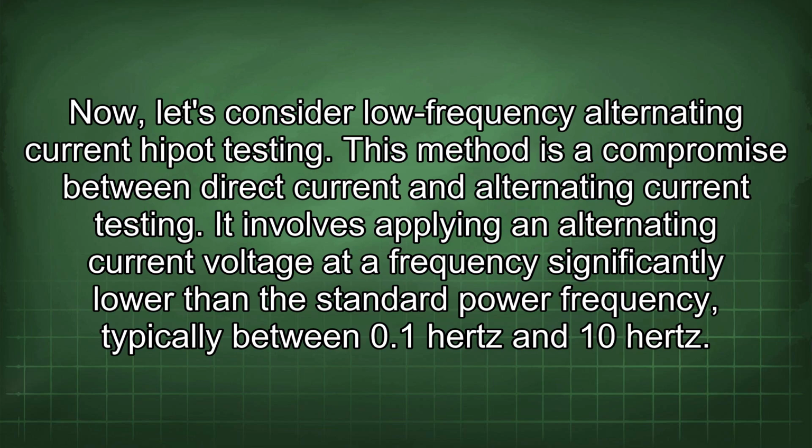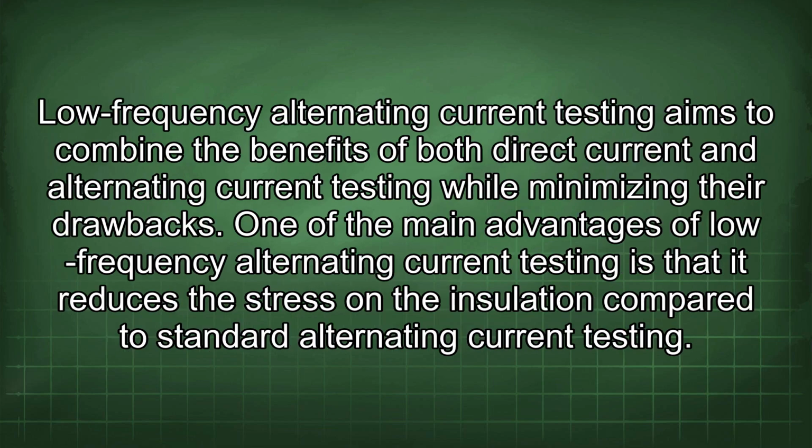Now let's consider low-frequency alternating current Hipot testing. This method is a compromise between direct current and alternating current testing. It involves applying an alternating current voltage at a frequency significantly lower than the standard power frequency, typically between 0.1 Hz and 10 Hz. Low-frequency alternating current testing aims to combine the benefits of both direct current and alternating current testing while minimizing their drawbacks.